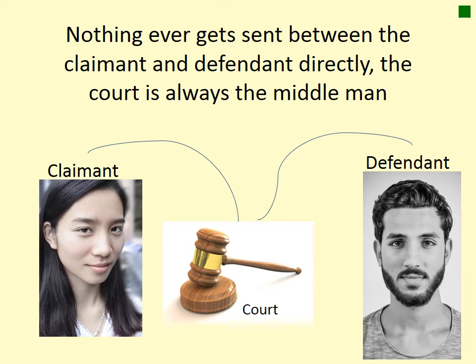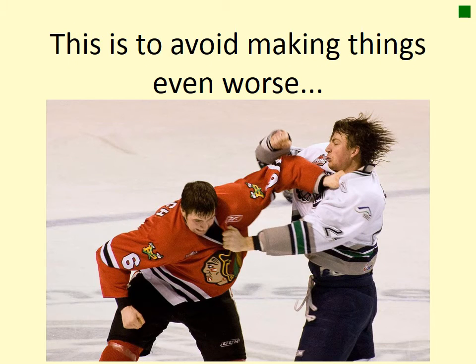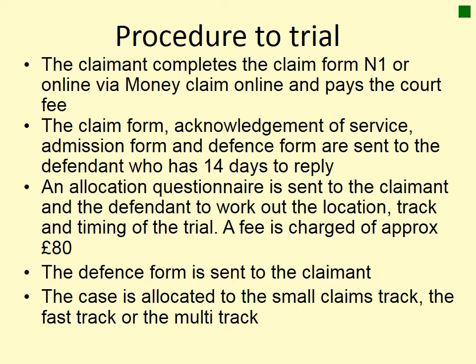So when we're looking at the procedure which is followed with a contract claim, what you need to remember is nothing ever gets sent directly between the claimant and the defendant. The court is always the middleman. Think about it. This is to avoid making things even worse. If the claimant and the defendant can contact each other directly, you think about the sorts of things that they might say to one another. Using the court as a middleman ensures that you don't say or do anything to get yourself into even more trouble. So the procedure to trial.